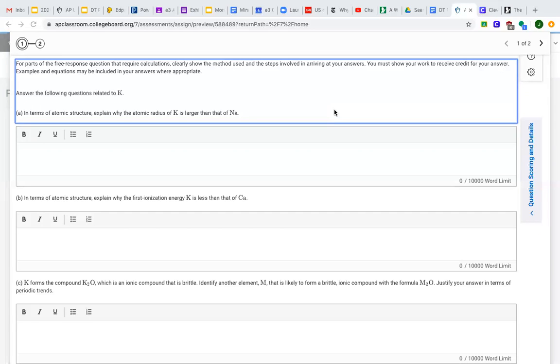Sodium's electron configuration is 1s2, 2s2, 2p6, 3s1, whereas potassium's is 1s2, 2s2, 2p6, 3s2, 3p6, 4s1. So it's got a whole extra shell. That's correct. Good. Any questions, gentlemen, about part A?